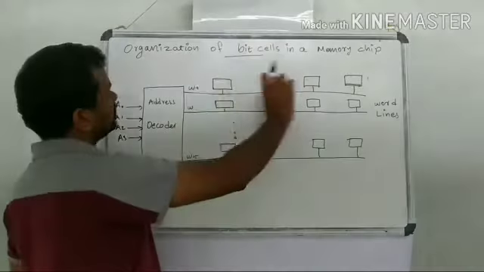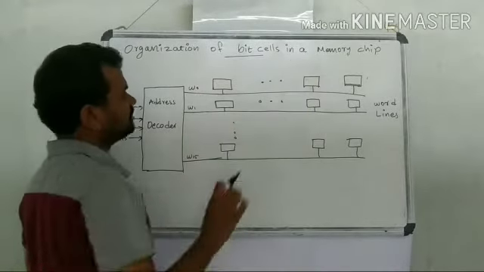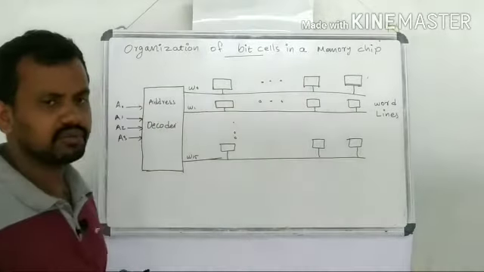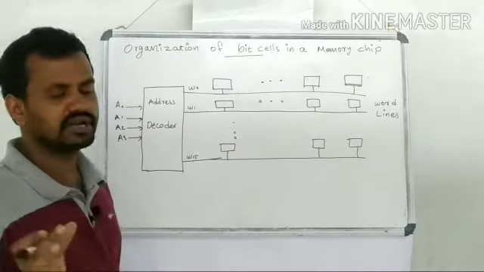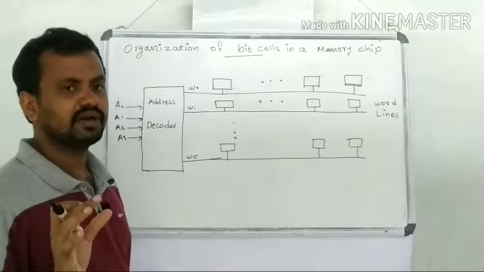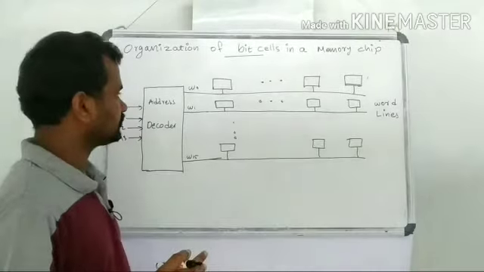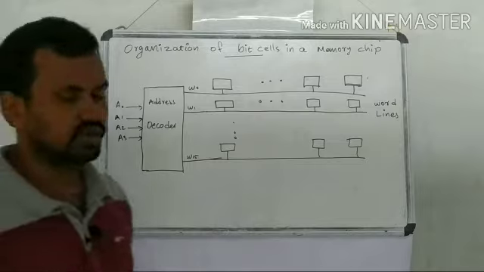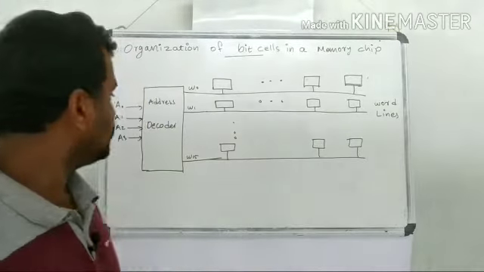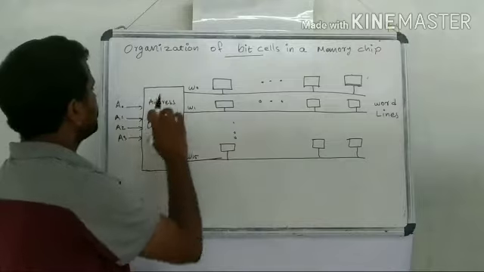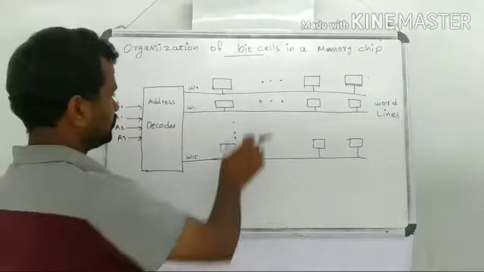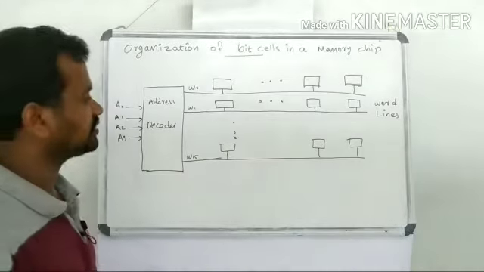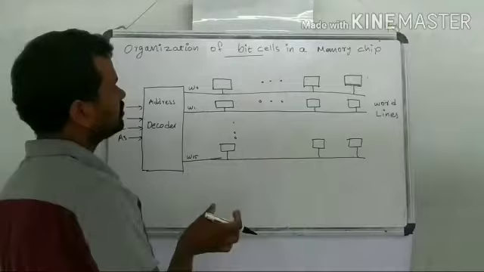Whenever a word line becomes active, the bit cells connected to that word line become activated, and the contents of those memory cells can be read. As we know, the address decoder is a decoder, so based on the value on the input lines, any one of the word lines will be activated, the corresponding row will be selected, and the content can be read.